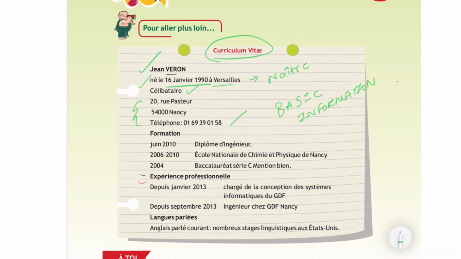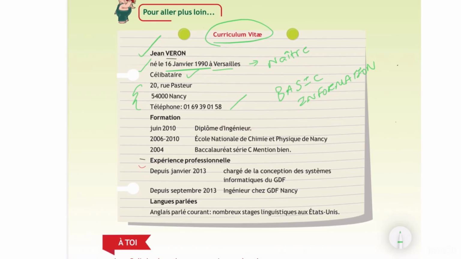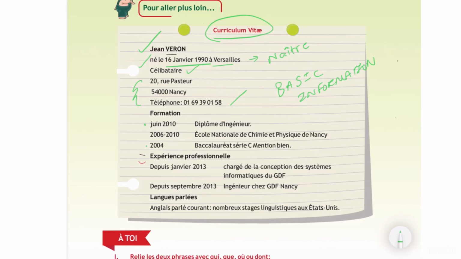Okay, then the important part, that is your formation. Basically, what all is your education, right? So we start from the most recent to the beginning. Okay, so we have Juin 2010, that is June 2010. What did he have? He has a diploma in engineering. Before that, from 2006 to 2010, what does he have? He went to École nationale de chimie et physique de Nancy. That is basically a physics and chemistry national school. Okay, de Nancy. Nancy is where he lives, right?